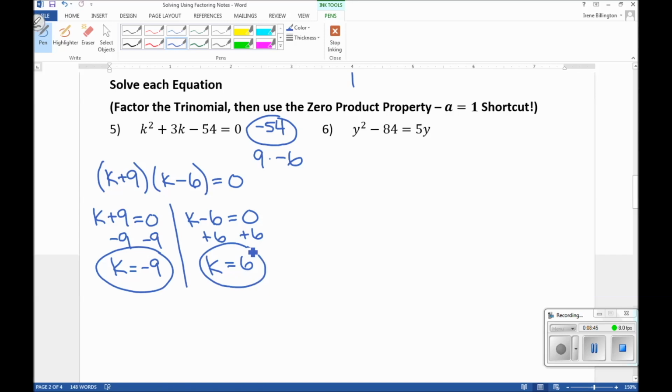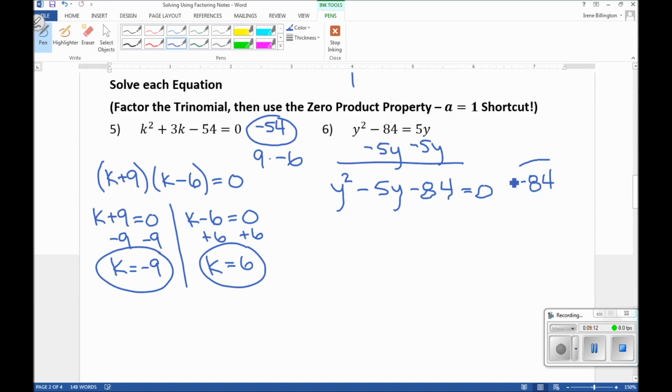Example 6. Please notice on example 6 that the equation does not equal 0. So we're going to take this 5y and subtract 5y from each side. Make sure that you put your polynomial on the left side in standard form. So we have y squared minus 5y minus 84 equals 0. My magic number is negative 84.